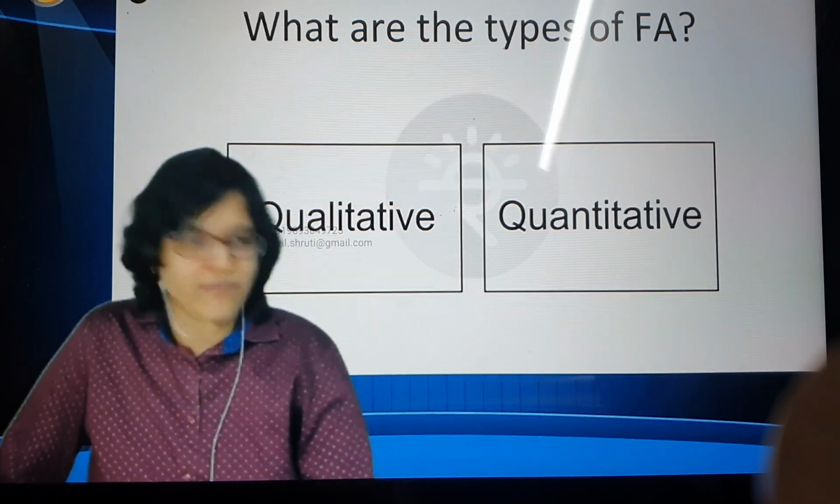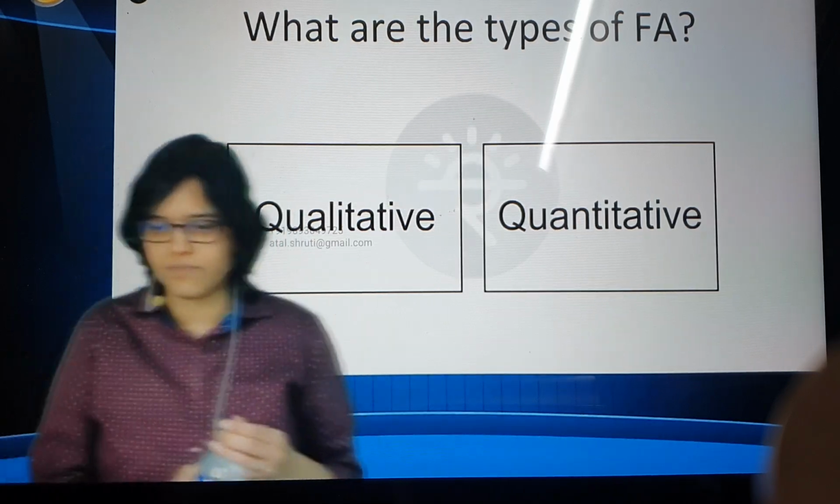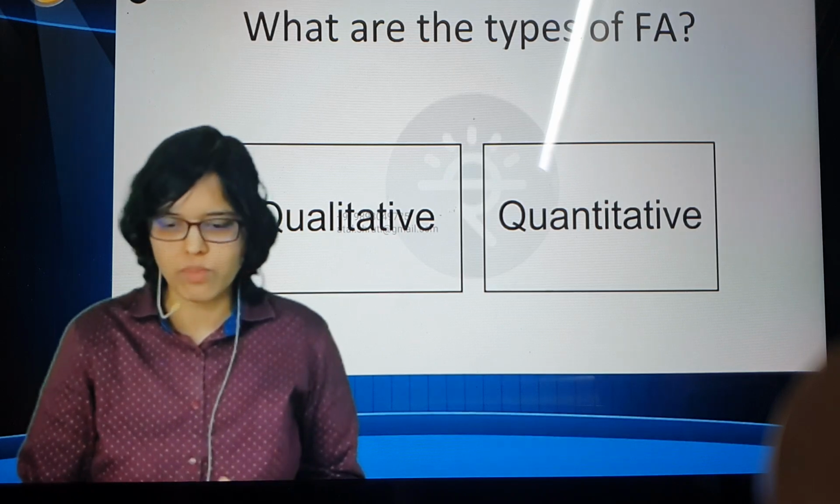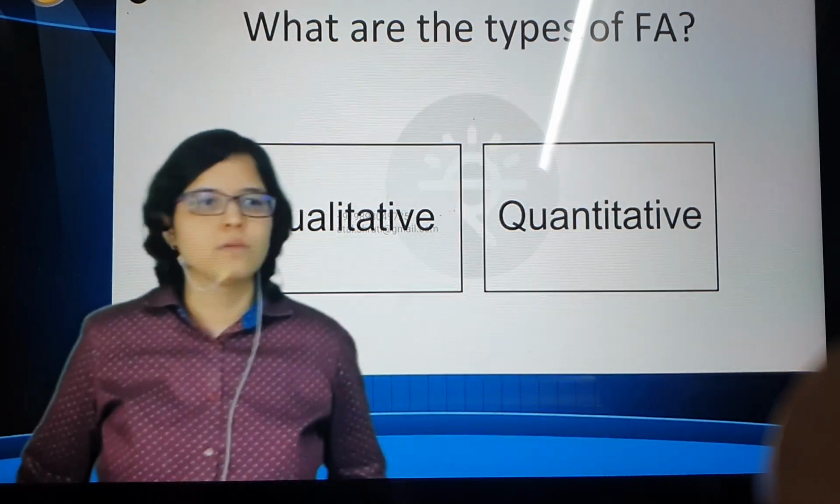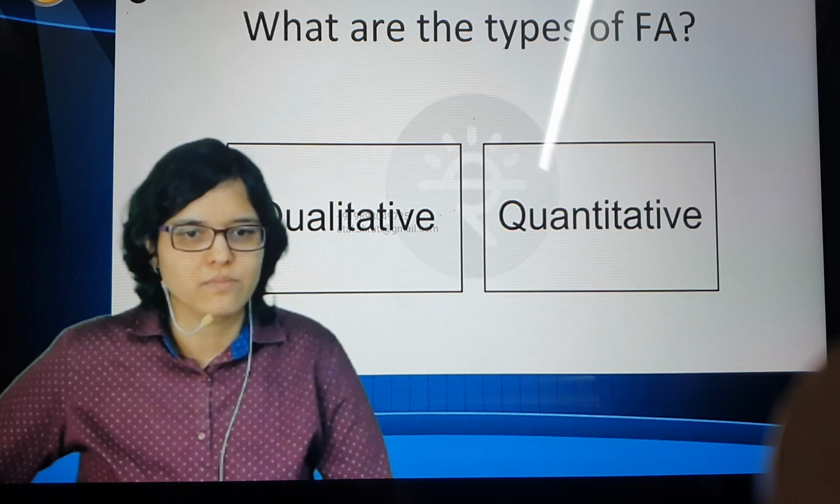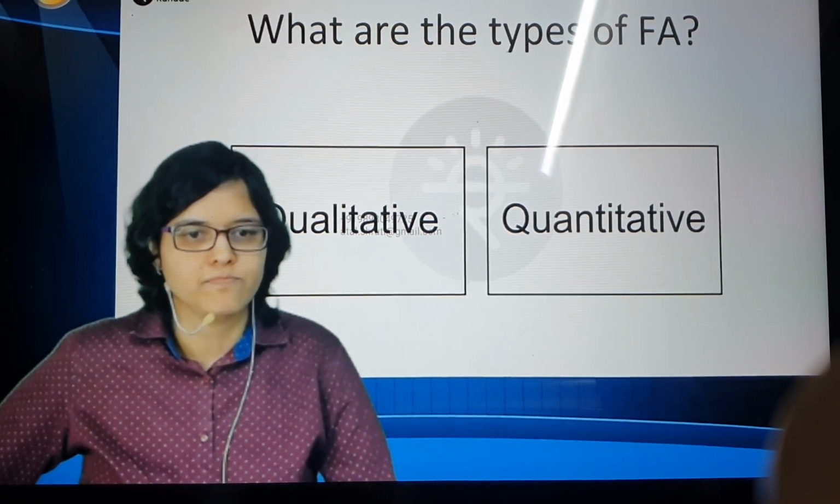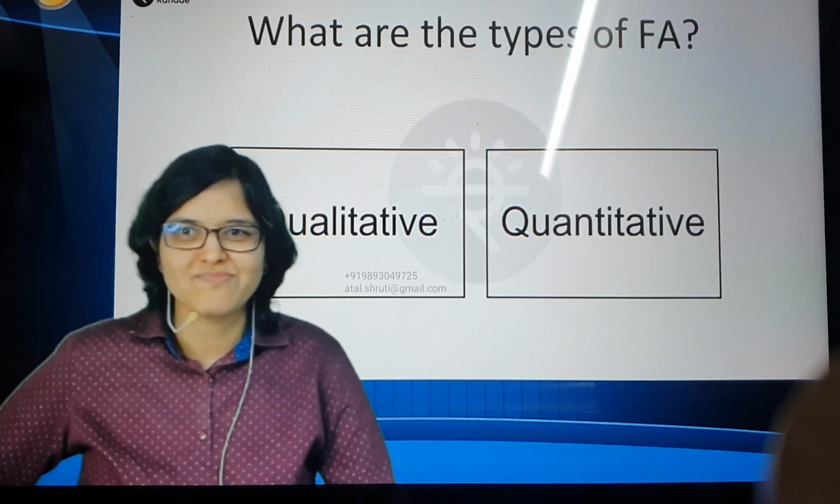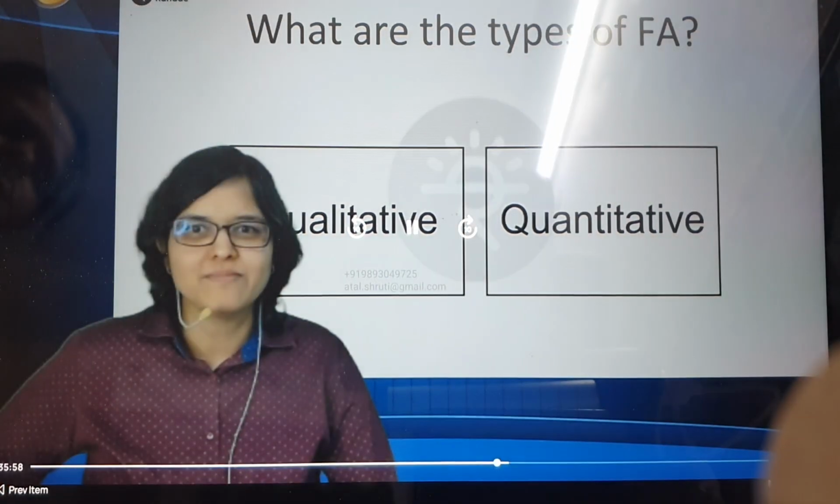Third one is moat or competitive advantage. Write on moat or competitive advantage. You can write for your own companies, moat or competitive advantage. Done? Who wants to answer?